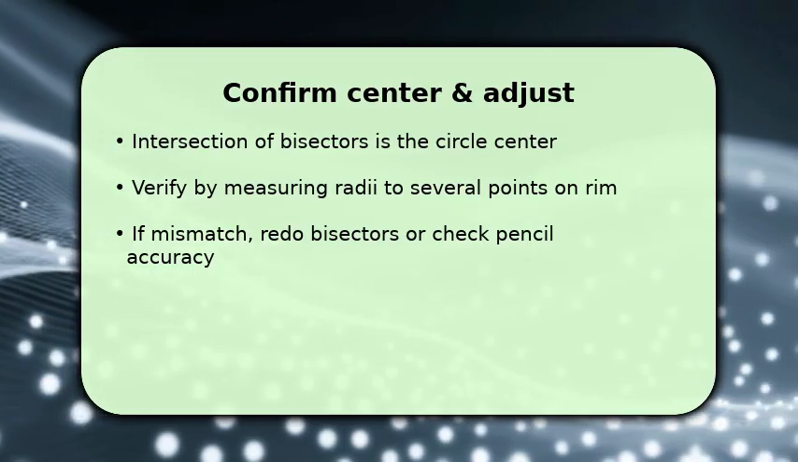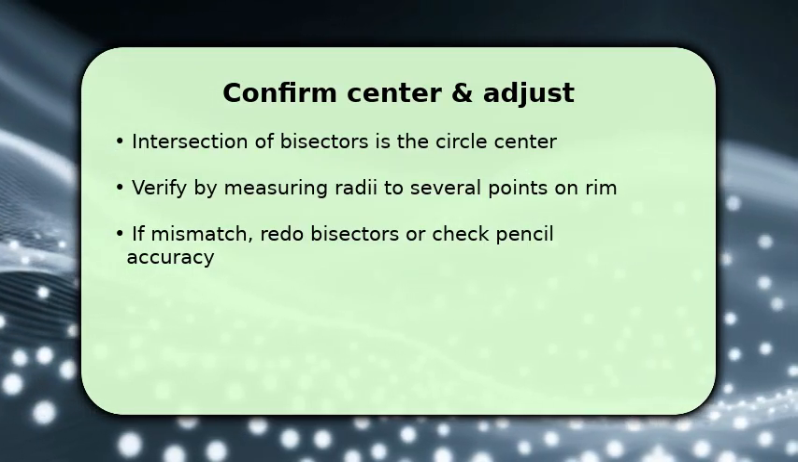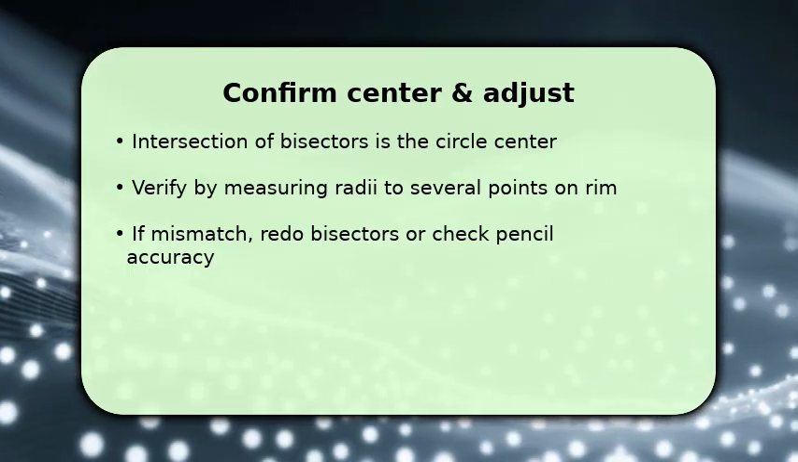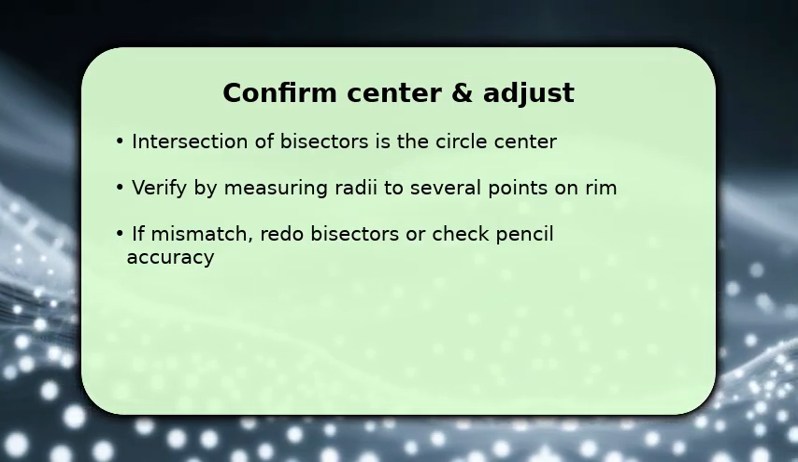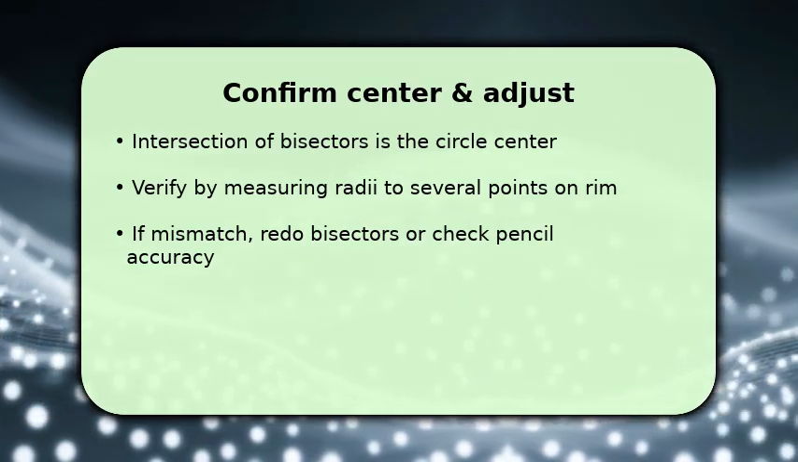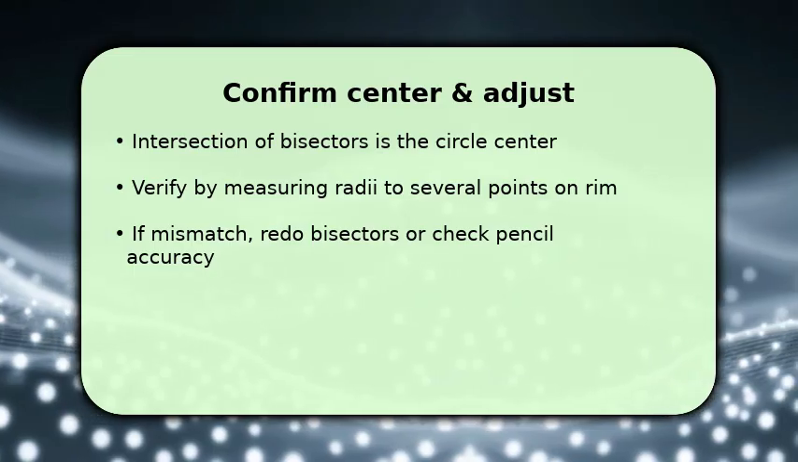If you find discrepancies, check your bisector constructions. Small endpoint or arc inaccuracies cause large center errors. If needed, redraw chords or use a finer compass setting and repeat bisector steps. This troubleshooting.